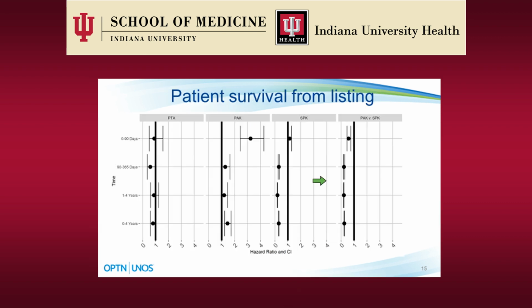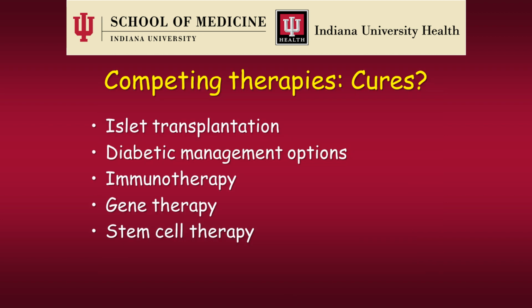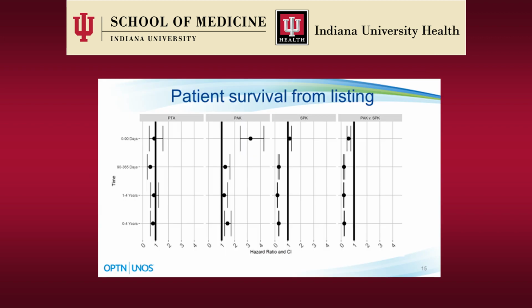And when we looked at pancreas after kidney, comparing to the SPK wait list as opposed to the patients who received a living donor kidney, we actually found the most significant of all the differences for patient survival. So my point here is not necessarily that you have to switch your tactics, but pancreas after kidney is absolutely a good strategy for a patient who has a living donor.